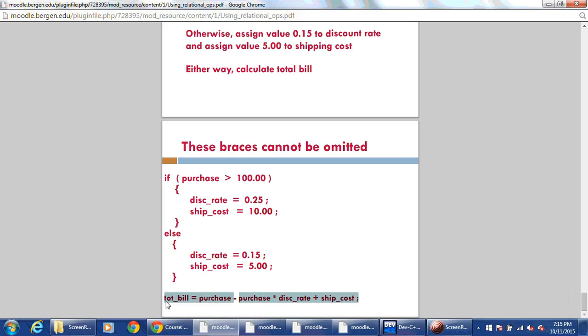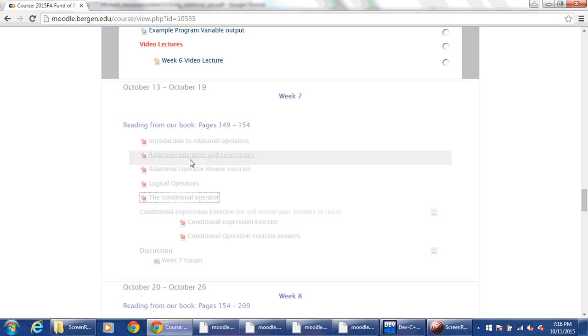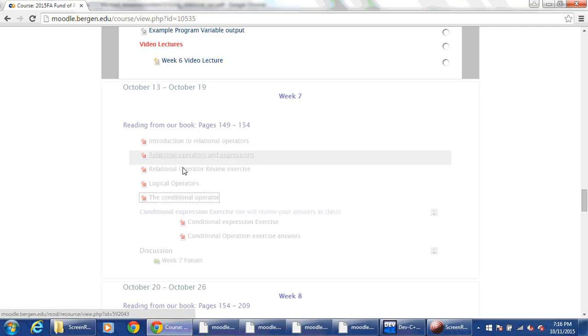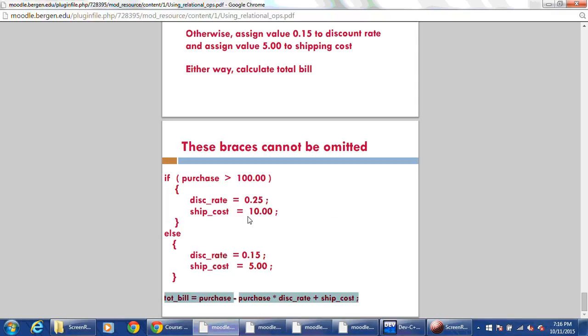Now on Moodle I've put some assignments so you can practice your relational operators. Make sure that you go over that and write them out. If you have any questions regarding that, please let me know. It is very important that you understand the relational and logical operators. Make sure you do those assignments because you need to know these by heart.